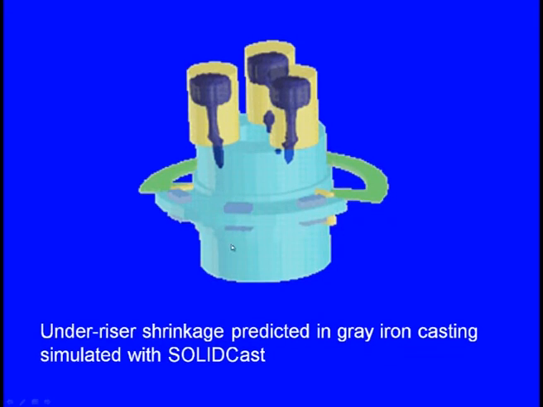Next software, SolidCast. It contains a riser design wizard and a gating design wizard. It can be used to simulate castings poured in gray cast iron, ductile cast iron, steel, aluminum, copper based alloys, nickel based alloys and almost any other alloy. And here we can see a simulation using this software, where riser shrinkage is predicted in a gray iron casting simulated with SolidCast.